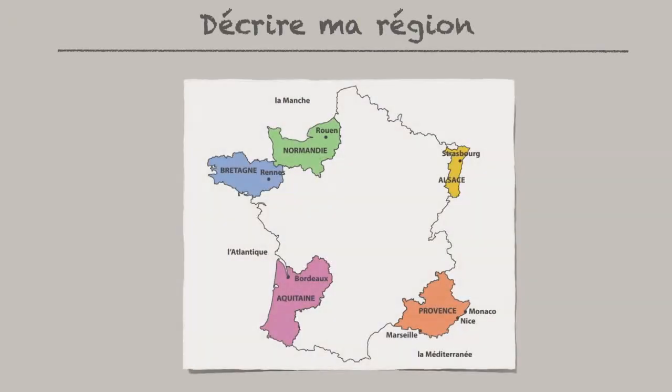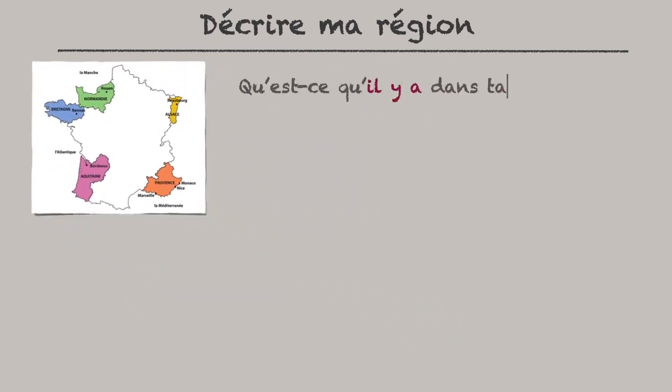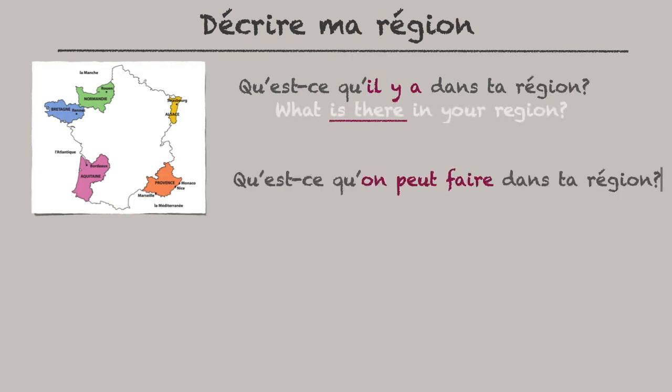So here's a map of France. Nous avons cinq régions. Nous avons la Bretagne. La Bretagne is Brittany. La Normandie, l'Alsace, l'Aquitaine, and la Provence. So you've got five regions. Now, if you were going to describe your region, what information might you give? You may, for example, talk about what there is in your region and maybe what you can do in your region. So we're going to use these two questions.